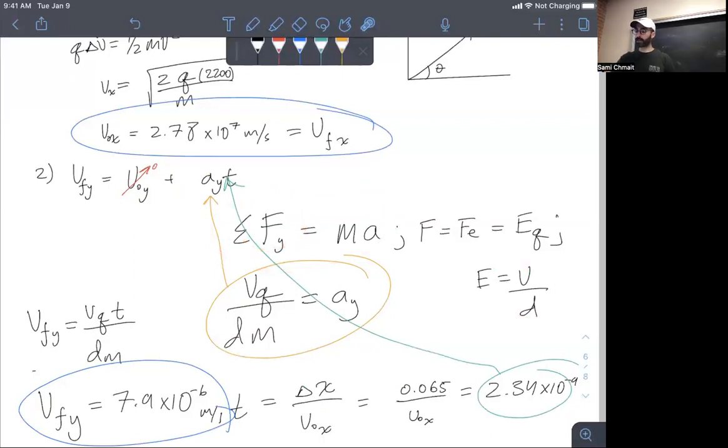Right? Because the force is equal to EQ. We don't know what the field is, but we do know that in this situation where it's constant field between these two plates, we can use E equals V over D, where that's D is that distance.